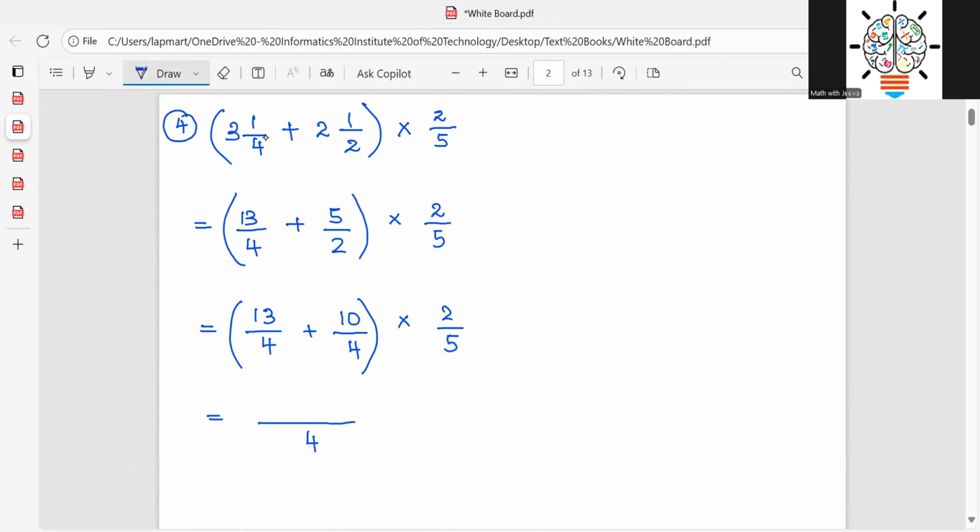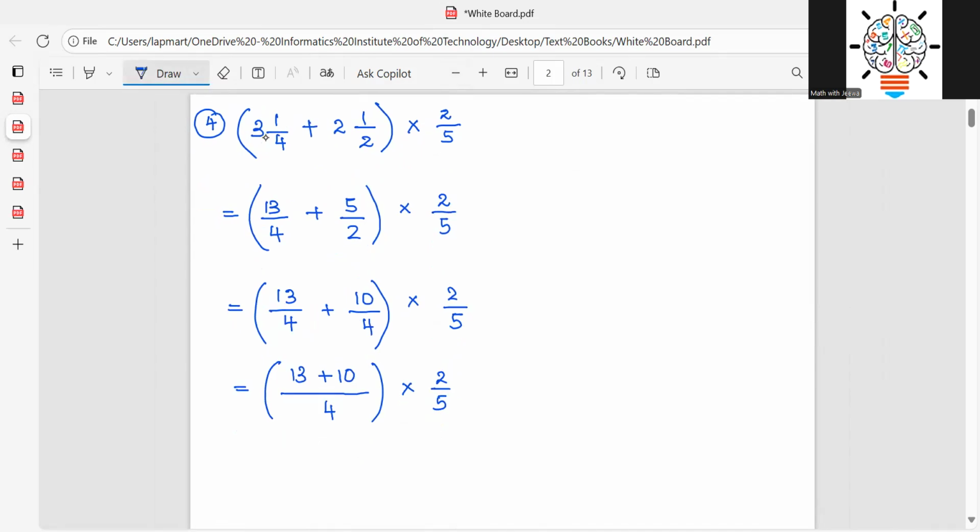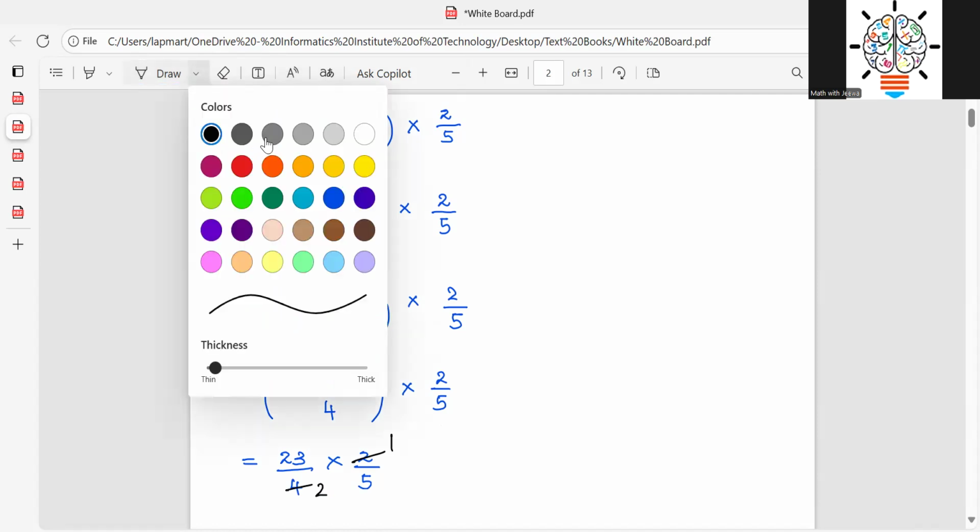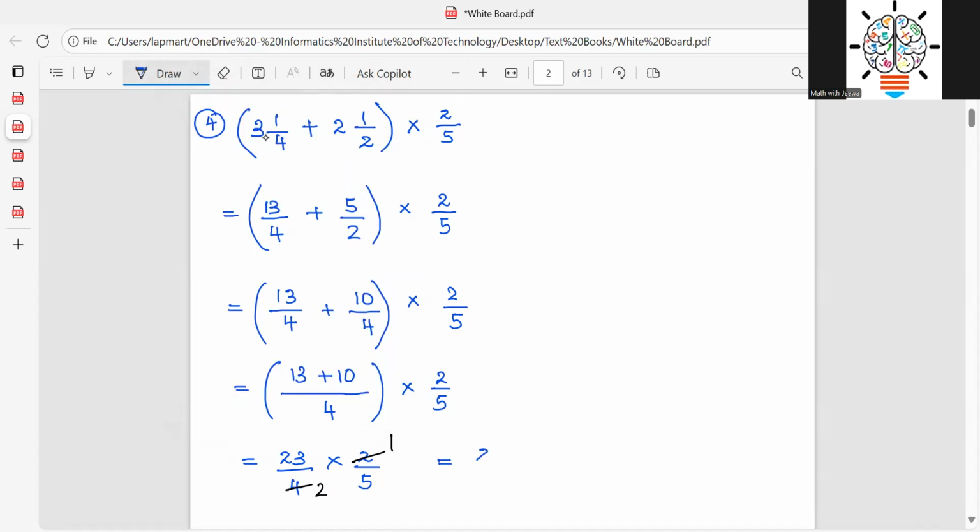Now here it is 4, then we have 13 plus 10, right? So then we have 2 over 5, right? So then I have 23 over 4 multiplied by 2 over 5. So then I can simplify 2 times 1 and 2 times 2. So then I have the final answer 23 over 10, and I can write 2 3/10, right?